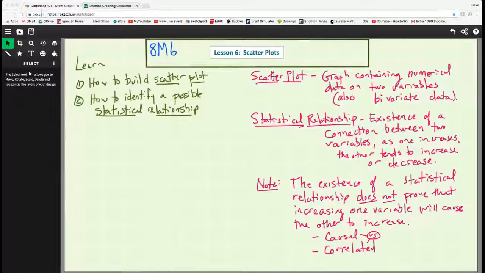8M6 Lesson 6, Scatterplots. Today we're going to talk about graphing two pieces of data against each other, two variables, also known as bivariate data. Let's get going and take a look.